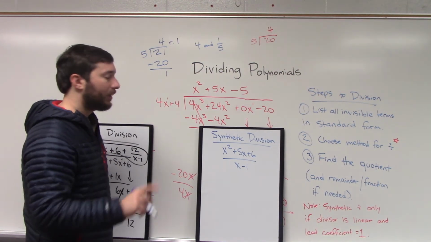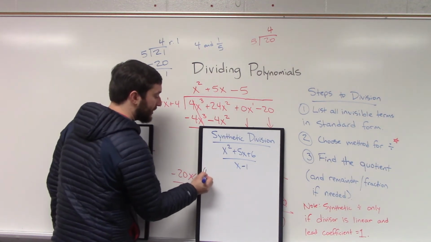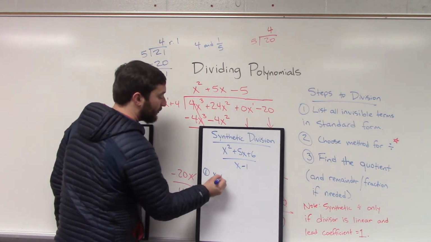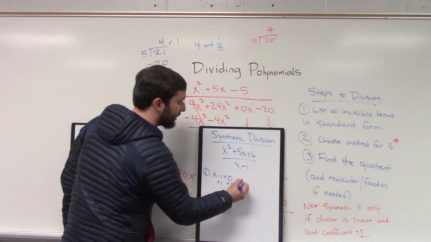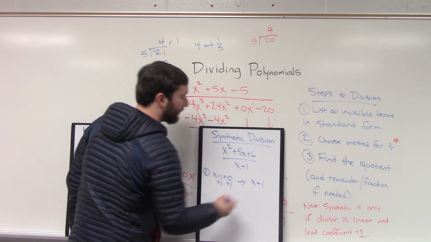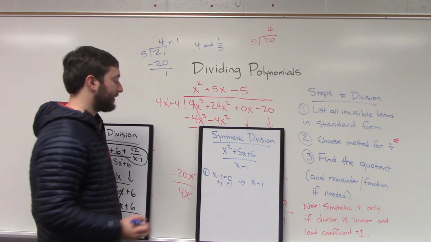So the first thing we're going to do is take what we're dividing by. This is step 1 for synthetic division. X minus 1, set that equal to 0, and isolate x. So in this case, x equals 1. Okay, that's the first step to synthetic division.